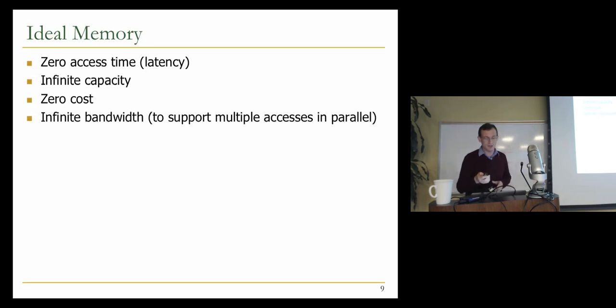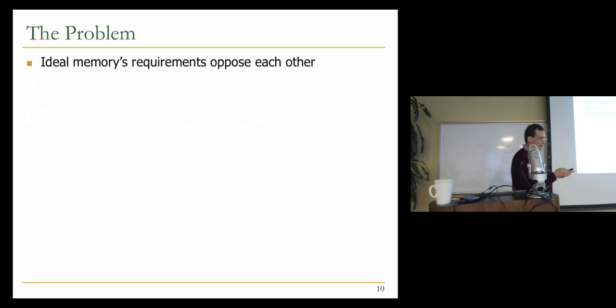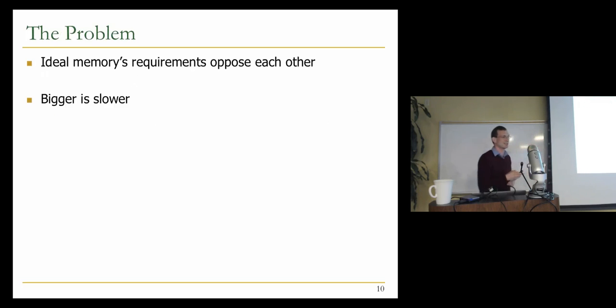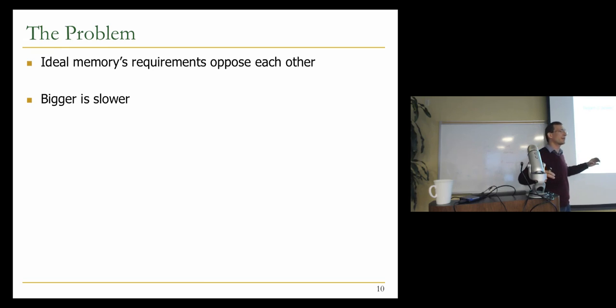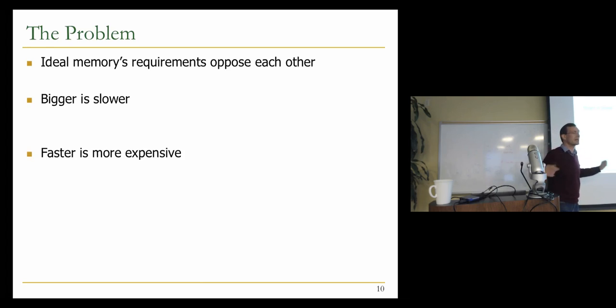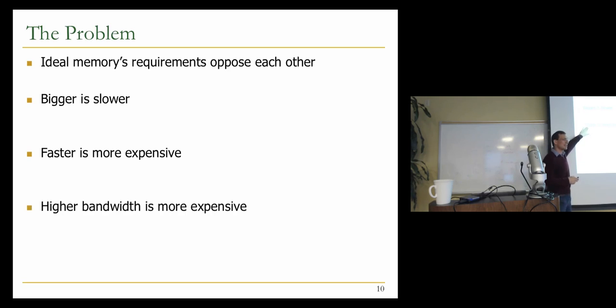So people have tried to approximate this for a long time from memory. The problem is these requirements oppose each other. If you want bigger, higher capacity, this tends to be slower because you increase the size and all of the peripheral logic that you need to access memory becomes slower, the decoding, for example. Faster is usually more expensive. This is dependent on the technology. And higher bandwidth is also more expensive.